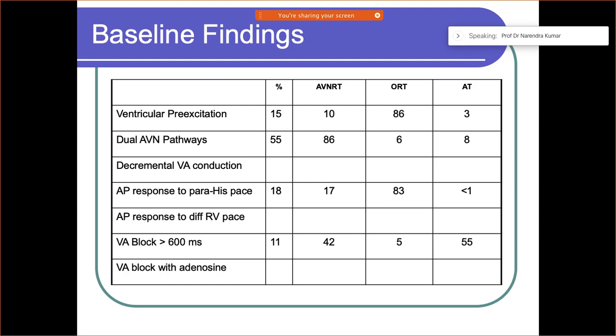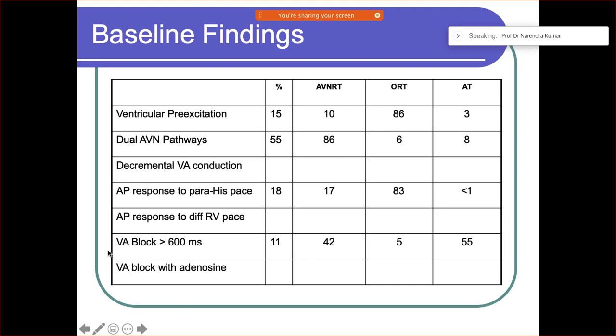Similarly, when you have dual AV node pathways, 6% of them can have accessory pathways involved as well, and up to 8% of them atrial tachycardias. Similarly, when you do parahisian pacing, which we will deal with at the end, 83% of the time you will pick up orthodromic reentry tachycardia. However, 17% of the time it is AVNRT.